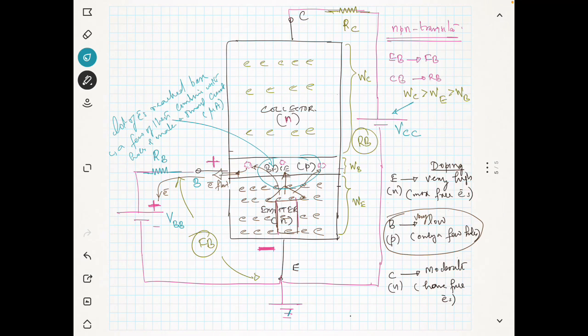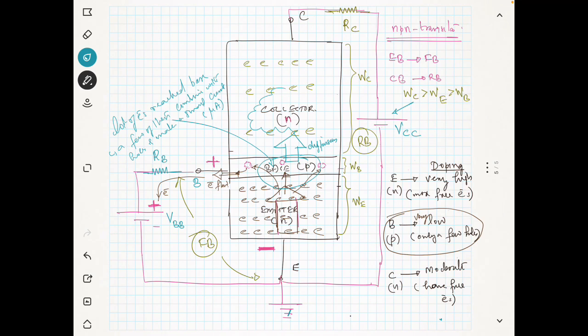Now what will happen, since there are a lot of electrons at the base, these electrons will make a concentration difference between the number of electrons at the collector and the number of electrons at the base. The number of electrons at the base is very large when compared to the number of electrons at the collector. So these electrons will diffuse. This is diffusion, because of the concentration difference. So these electrons will diffuse into the collector, and these electrons will reach the collector.